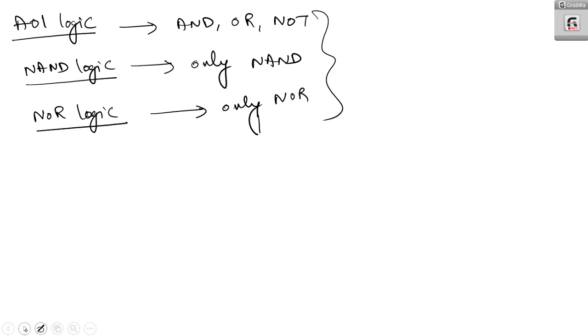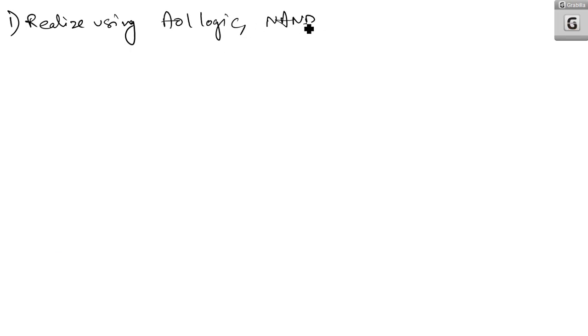Now, let me start with an example. Okay. So, first question: realize using AOI logic, NAND logic, and NOR logic. The question is F is equal to AB or CD.